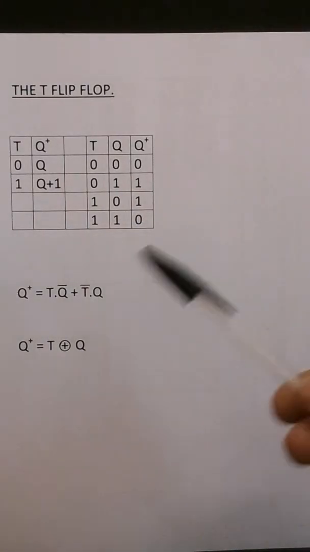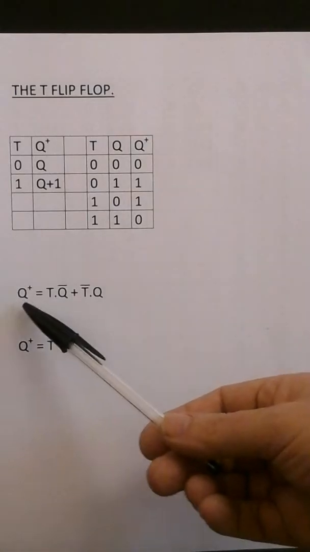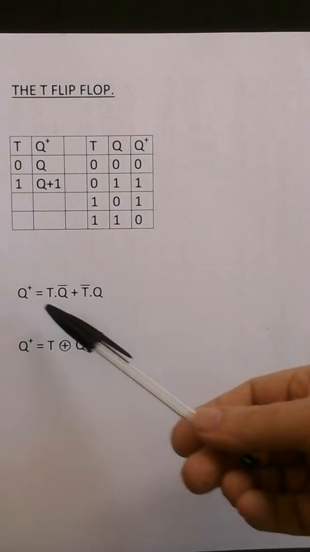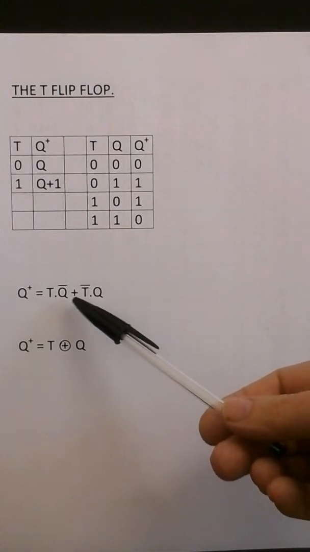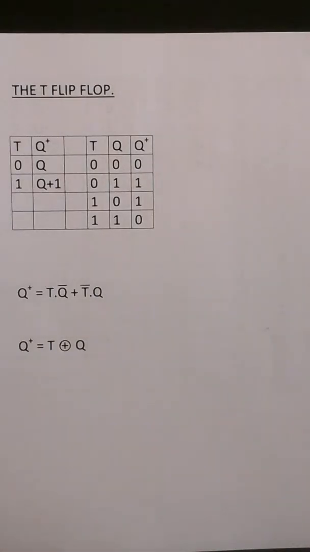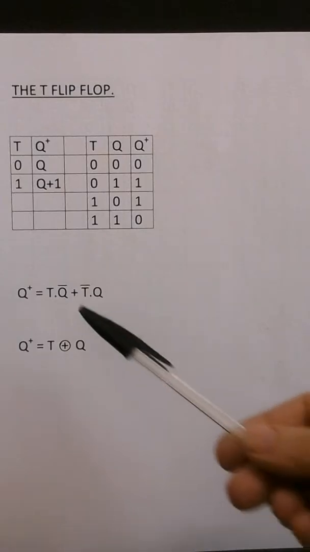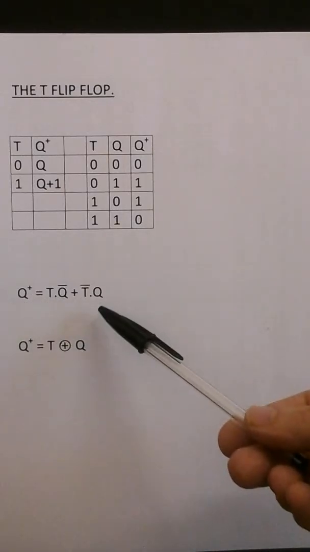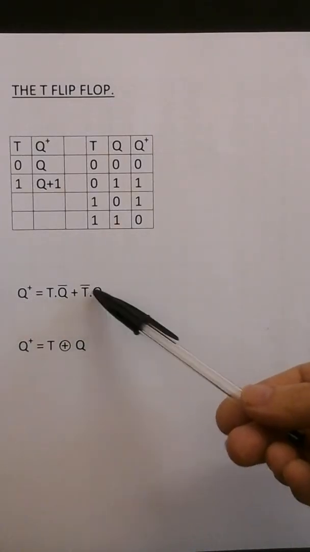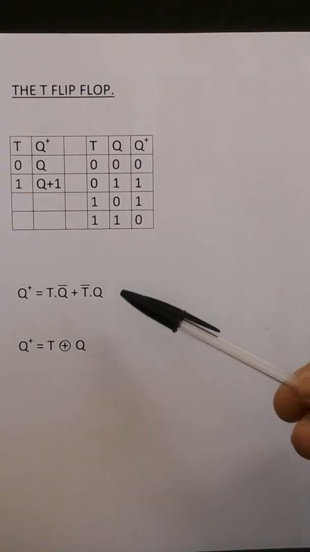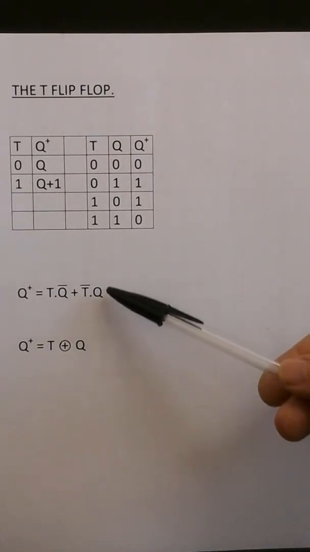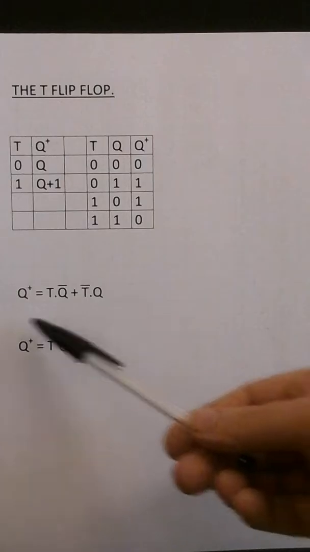I can describe the value of Q plus by an equation: Q plus equals T and not Q, or not T and Q. Now we're trying to devise a base N method, but the equation only uses a not function, which is only in the binary, Boolean world. So I have to use a different equation.